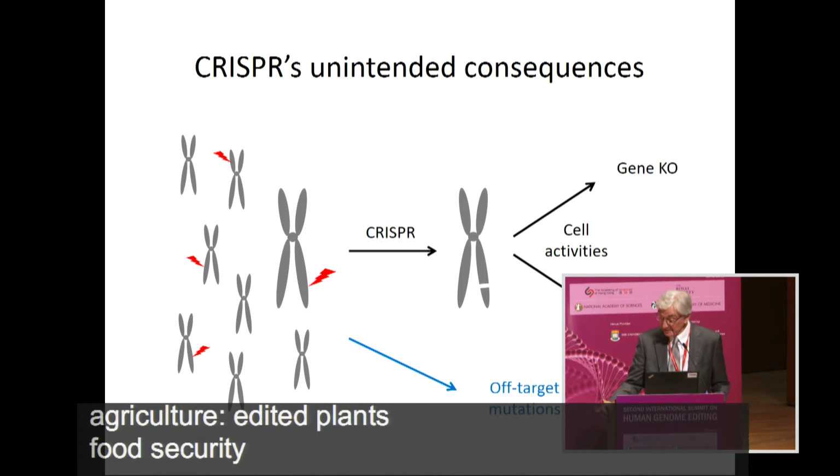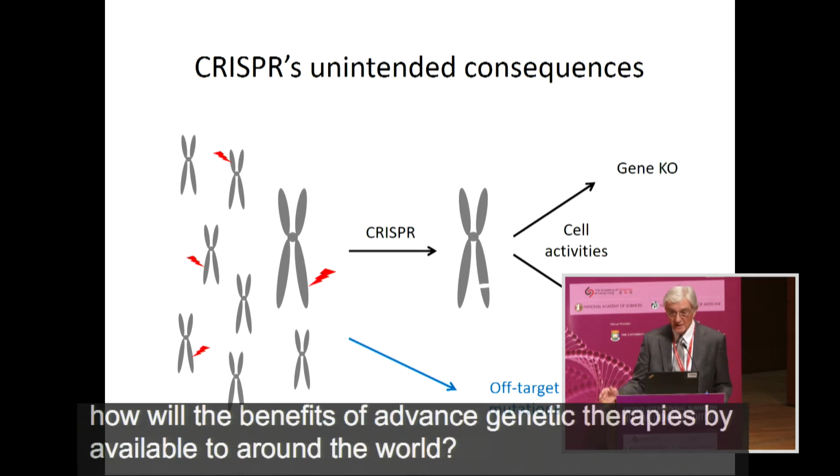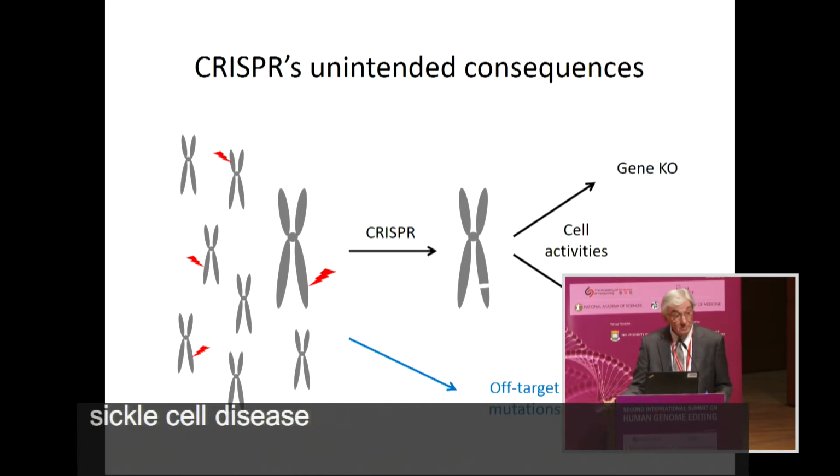How will the benefits of advanced genetic therapies be made available to those who need them around the world? And here I'm going to use sickle cell disease as an example. There are multiple research groups engaged in developing somatic therapies for sickle cell disease and for beta thalassemia. These conditions have several advantages relative to the issues I outlined earlier that are more challenging. These diseases reflect defects in single genes. Exactly the same therapy can be applied to many individuals.